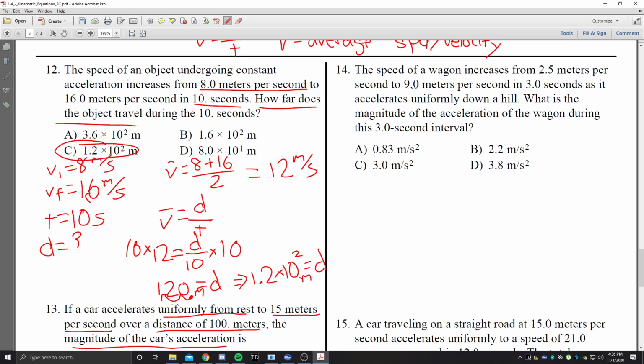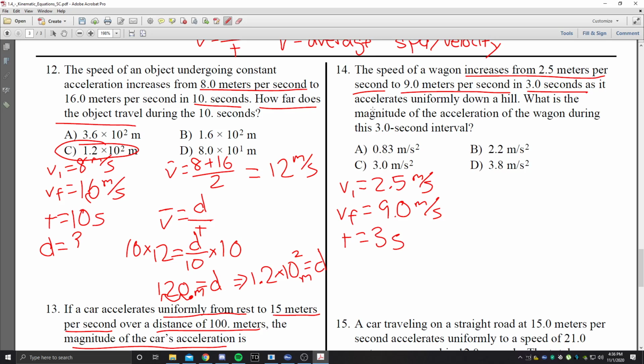14. The speed of a wagon increases from 2.5 meters per second to 9.0 meters per second. So you're going from one speed to another. In 3 seconds. So time is 3 seconds. As it accelerates uniformly down a hill. We actually don't care about that. So what is the magnitude of the acceleration?